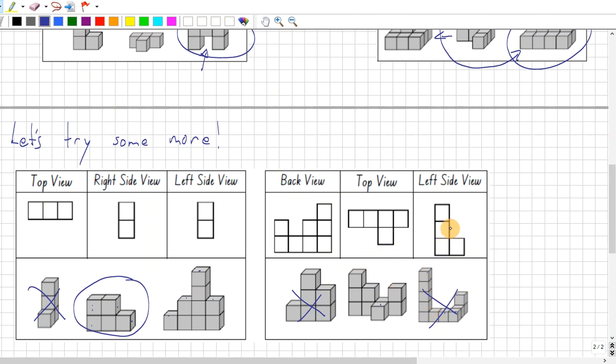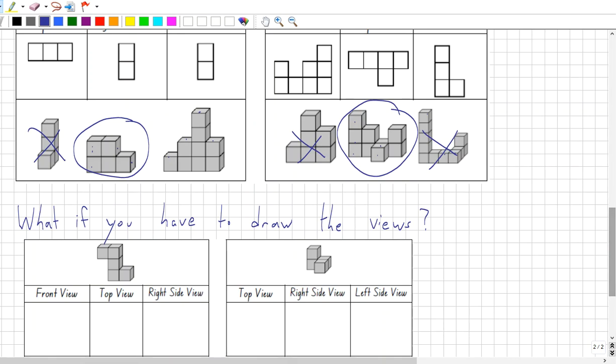All these views, and this one, of course, the left side view, it might be none of them. I mean, it could be. But the left side view here, we have 1, 2, 3, and then one jutting out on the front. We can see that one there. Hopefully you can imagine what these things would look like.